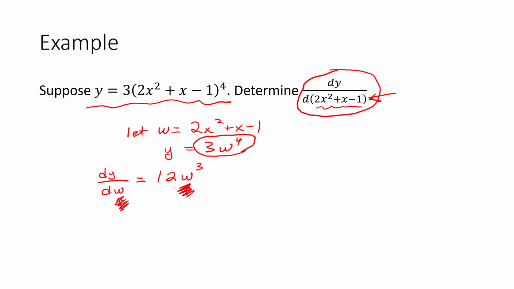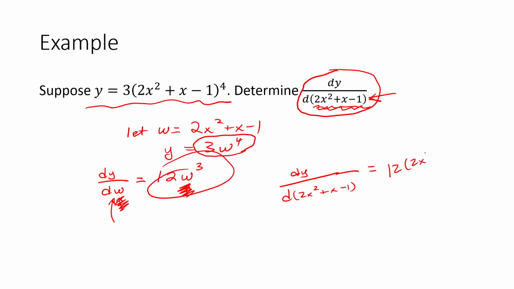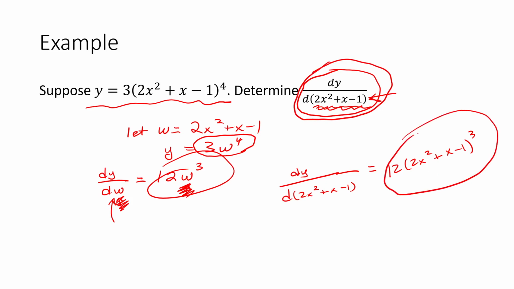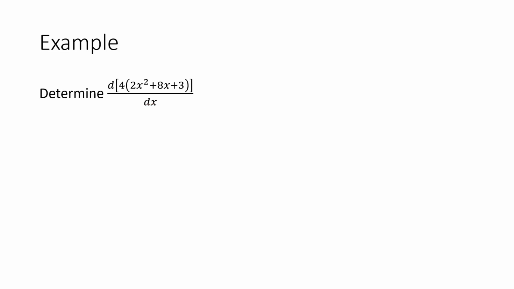We're done. But since the question was asked in terms of 2x squared plus x minus 1, what we'll do now is replace the w here with 2x squared plus x minus 1, and we'll replace the w here with 2x squared plus x minus 1, and that's the answer. So literally the answer that the question is asking us, the answer to that question is this. Okay. Now, what if I ask you this question here?